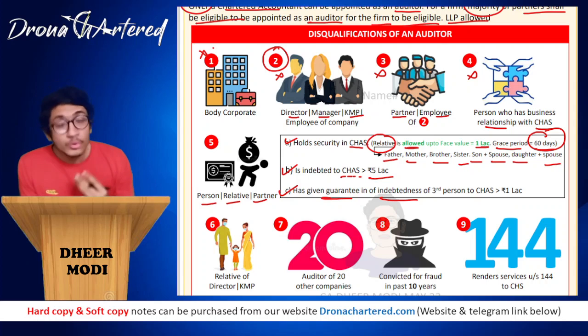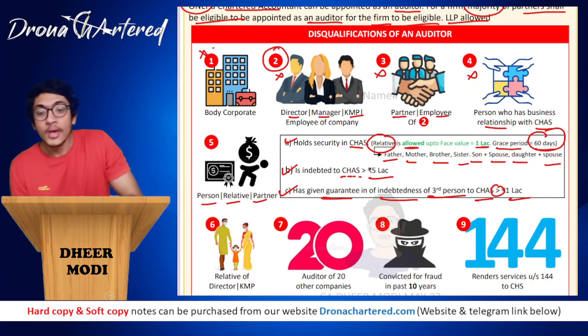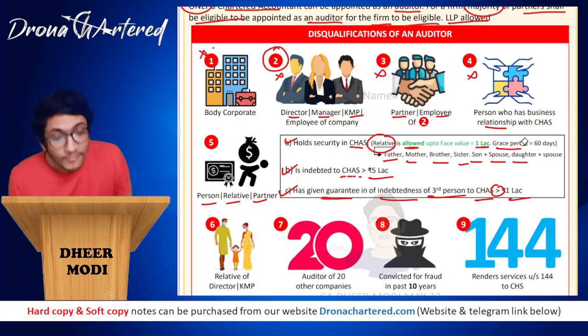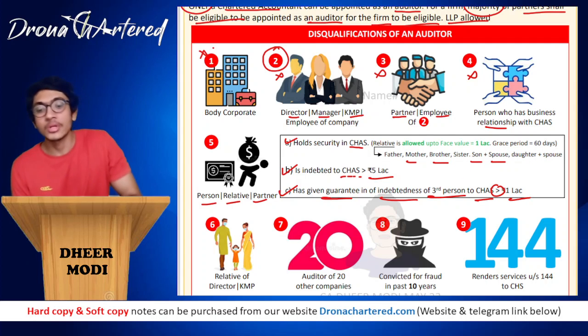So you have some obligation towards the company, correct? You still have to pay if I don't pay. So therefore, has given guarantee in respect of indebtedness of a third person to CHAS of greater than 1 lakh. So, okay, what limits did we do? Any person himself can have no amount of security. Okay, any amount of security he is not allowed.